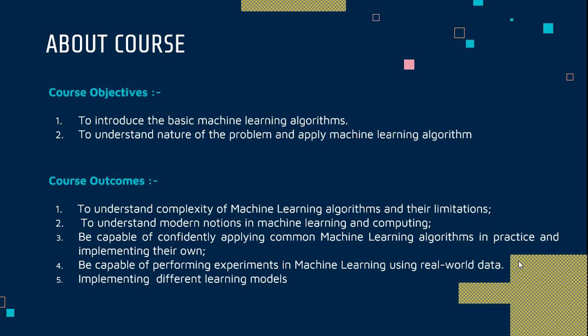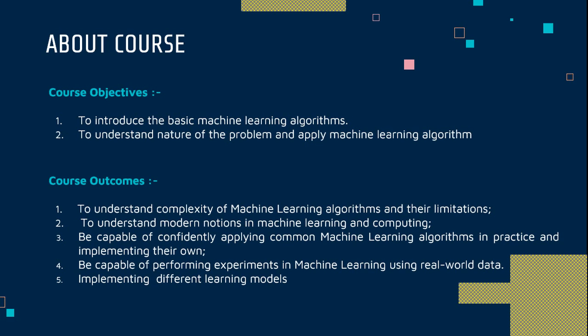And that's why I'm using the words "real world data", because real world data is not static, it is dynamic data. So your algorithm must be dynamic, it must understand your data according to the changes, right? And it must produce the output on a dynamic basis. So on completion of this course, you will be capable of performing experiments in machine learning using real world data. Now, the course outcome of this course is to implement the different learning models.